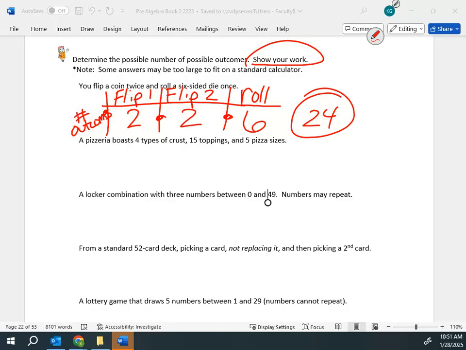So a pizzeria boasts 4 types of crust, 15 toppings, and 5 pizza sizes. How many events do you think that would be? How many events? David? 3. You have the event of the crust. You have the event of the toppings. You have the event of the sizes. Then you put under them how many possible outcomes for the crust. How many possible outcomes for the toppings? How many possible outcomes for the pizza sizes? Does that make sense? So each one of these is an event.